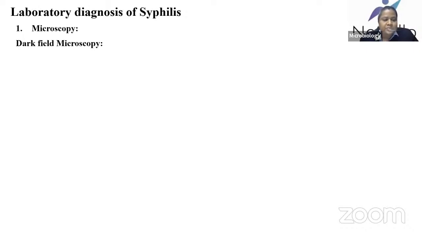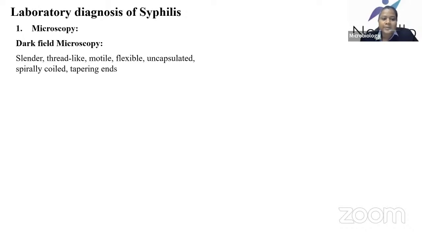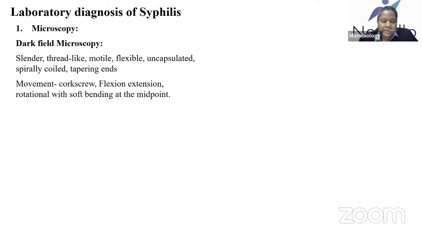So if the sample is positive in a dark field microscopy, what you will be able to see is a slender, thread-like, motile, flexible, encapsulated, spirally coiled bacteria with tapering ends. So that will be diagnostic of Treponema pallidum. As I already told you, this particular organism has an endoflagellum.